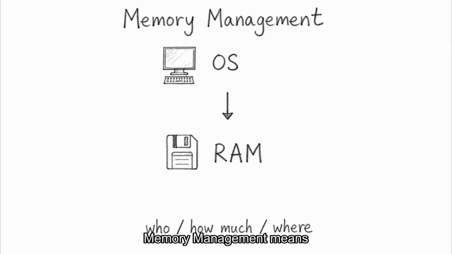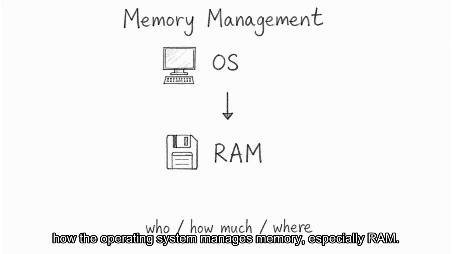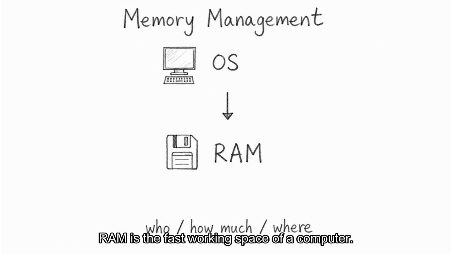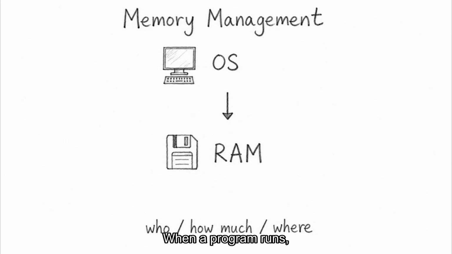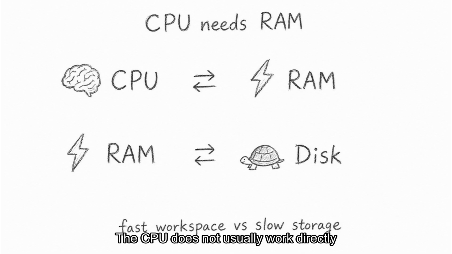Memory management means how the operating system manages memory, especially RAM. RAM is a fast-working space for the computer. When a program runs, the program and its necessary data must be placed in memory. The CPU does not usually work directly with data sitting far away on disk. The data should be brought into RAM first, so the CPU can access it quickly.